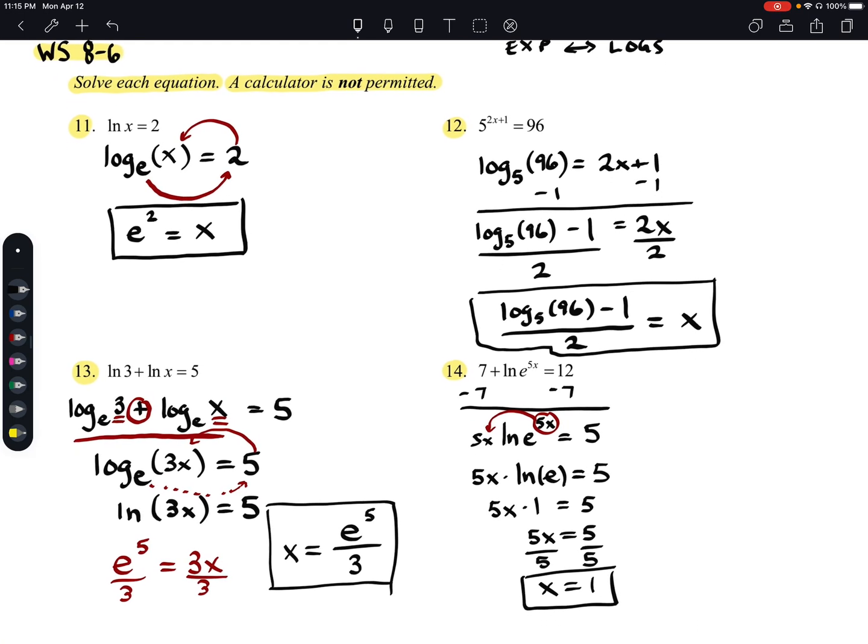Therefore, we now have our answers for 11, 12, 13, and 14. If you have additional questions or you're not sure if the method you used actually worked, let me know and I'll be glad to help you out.